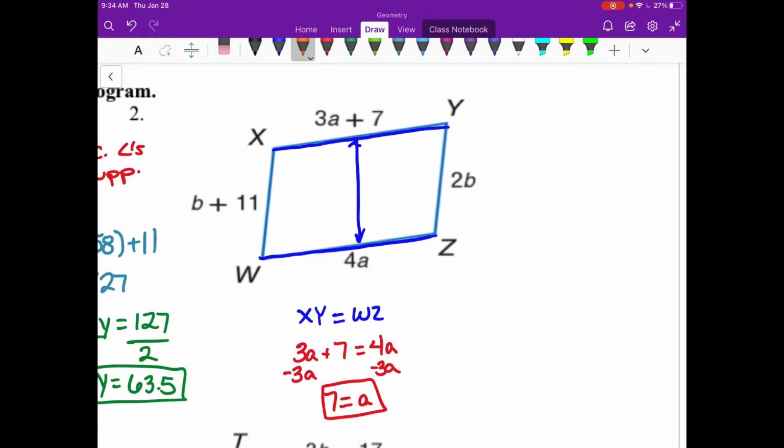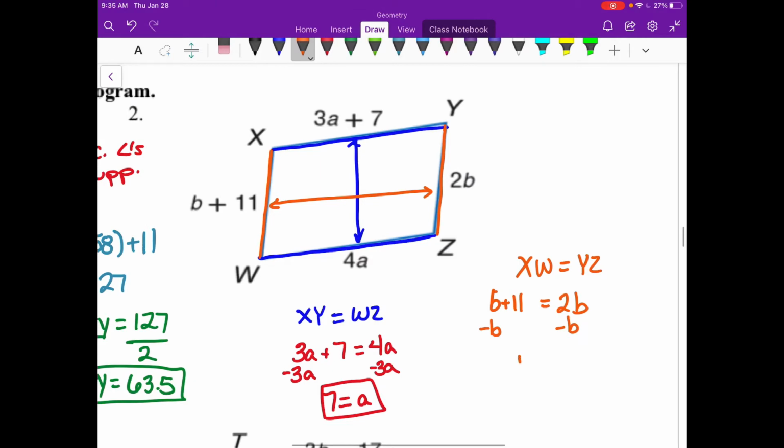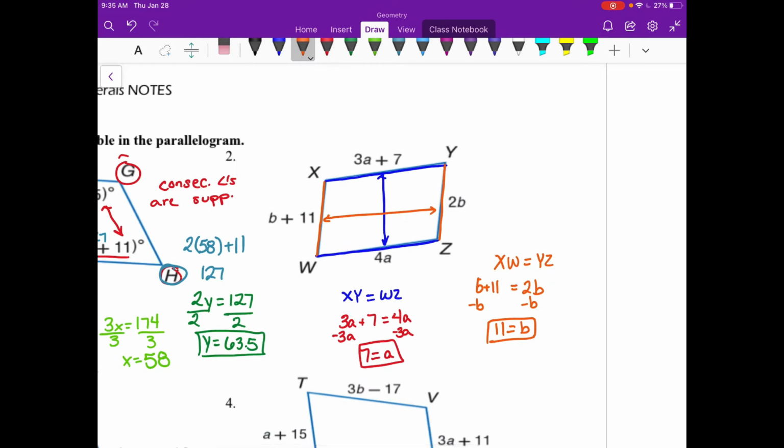Now I'm going to compare my b sides, which are XW and YZ, and those are also equal because they are opposite sides. Let's go across. So I'm going to substitute in what those actually are. So b plus 11 is equal to 2b. I'm going to subtract b from both sides, and I get 11 equals 1b, or just b. That was easy. A and b done.